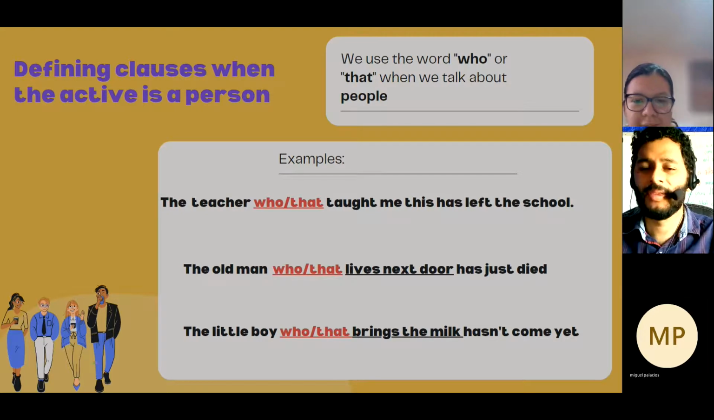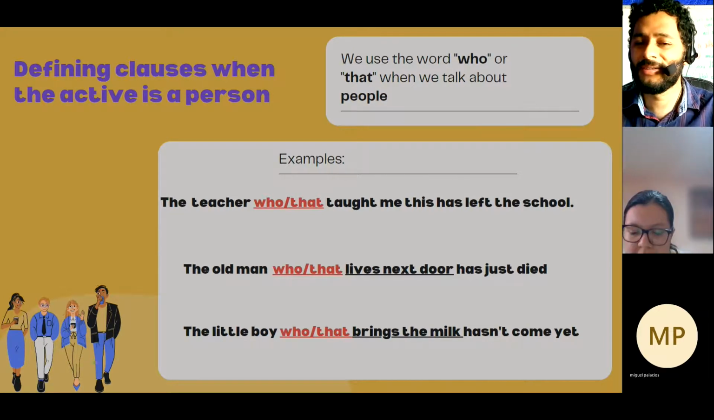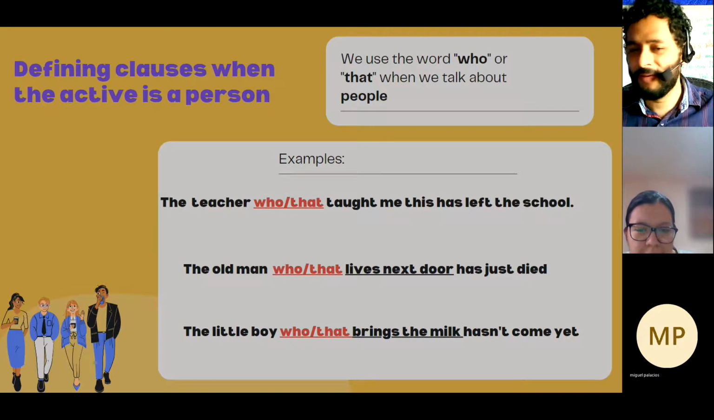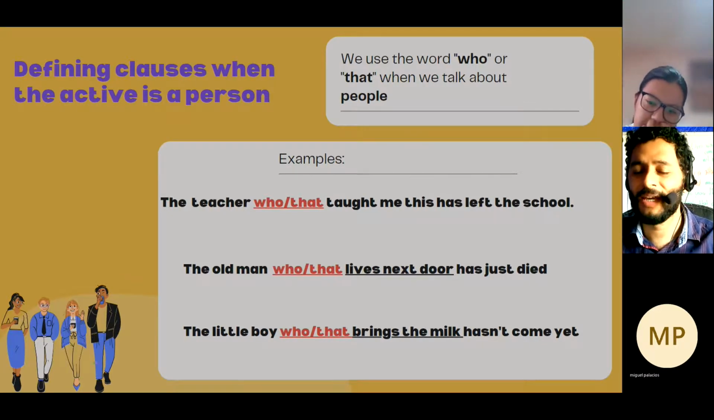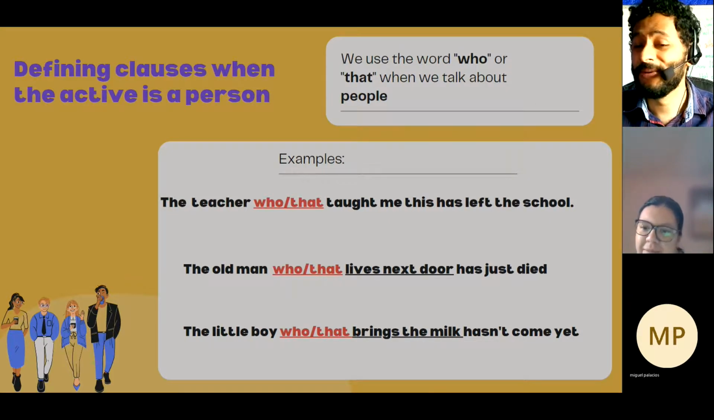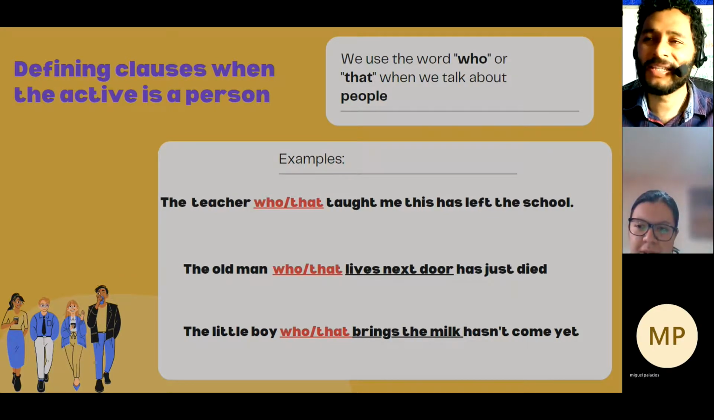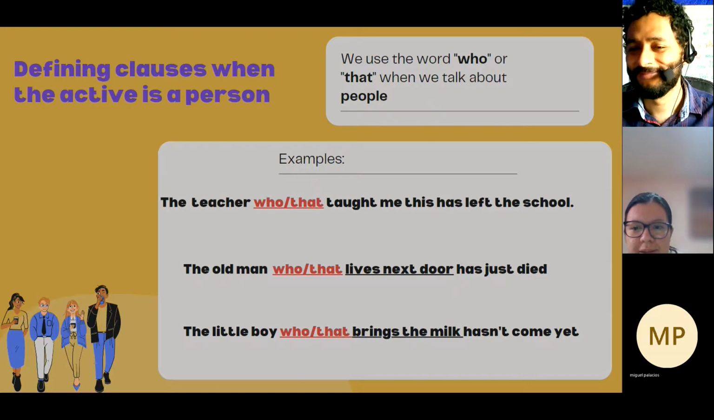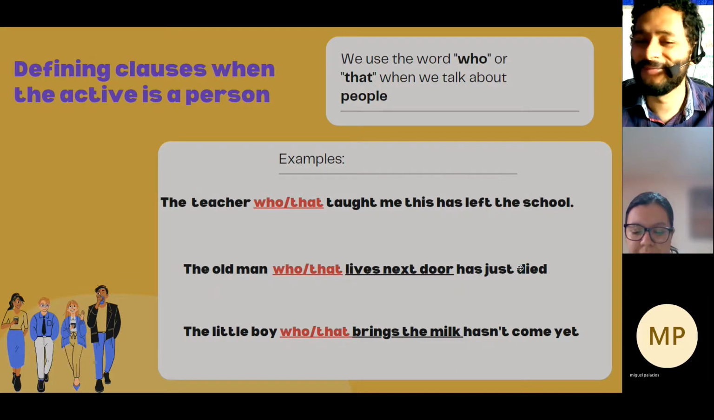The old man who lives next door has just died. So again, where is the subject in that sentence? The old man who lives next door. Okay. And the auxiliary verb? Has. Exactly. And the verb? Died. It doesn't have a complement. So that's another important thing. All the sentences, all of them have subject, auxiliary, and verb. But not all of them have complements. So in this case, we do not have a complement.